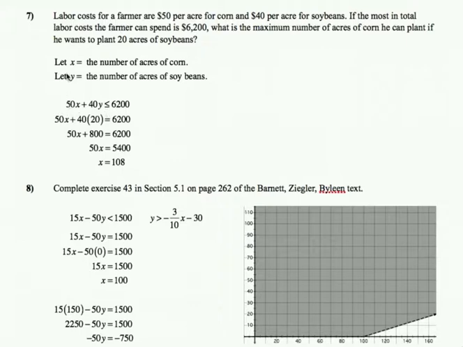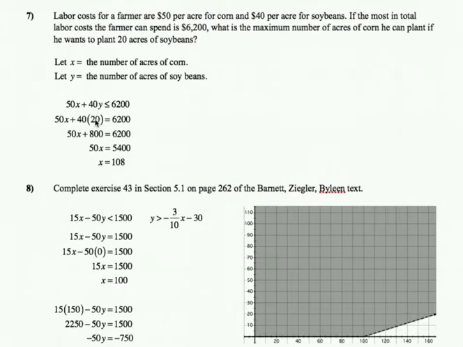And so to create that inequality, we let x equal the number of acres of corn and y equal the number of acres of soybeans, which is why you see $50 multiplied by x, the number of acres of corn, added to $40 times y, the number of acres of soybeans. And together those have to be less than or equal to 6,200.